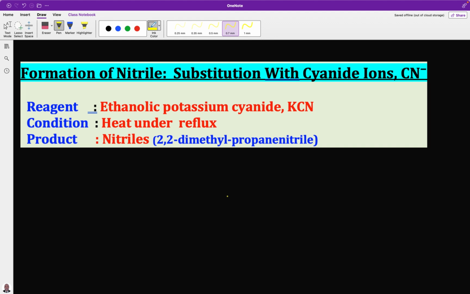But it should be noted that in this reaction, when a tertiary halogenoalkane is heated under reflux with cyanide ion in ethanol, the cyanide will now do what? The cyanide will substitute the halogen to form the nitrile. This reaction is very important because it leads to the formation of another organic compound. We call them the nitriles.